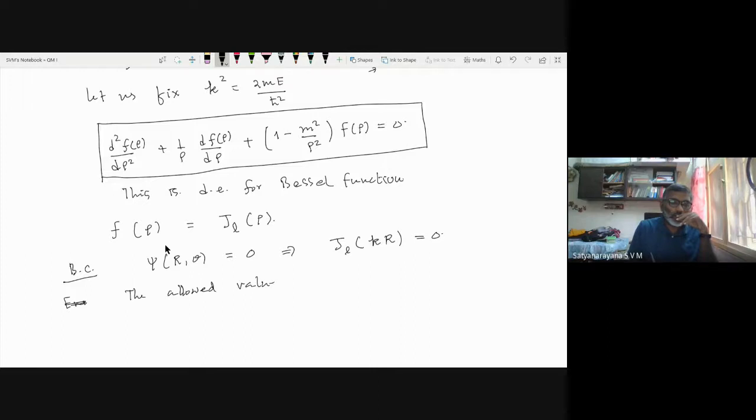Allowed values of K can be obtained from zeros of Bessel functions.